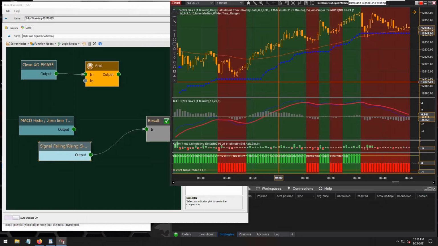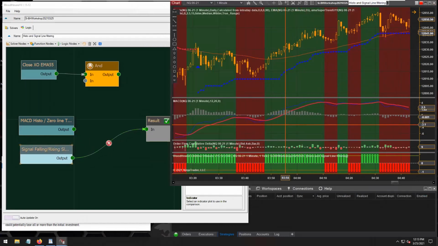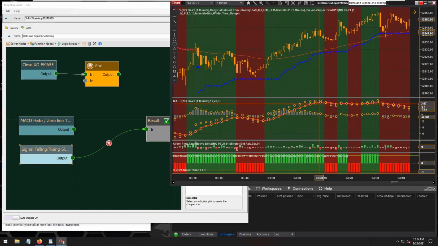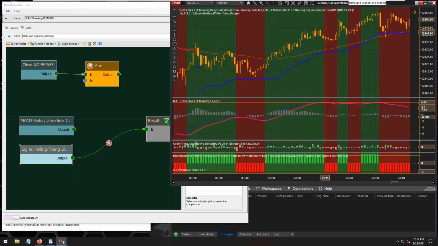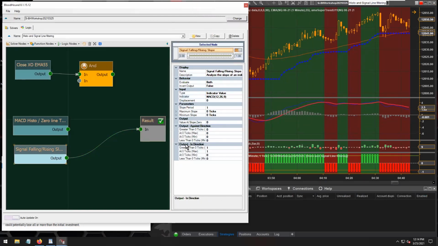All right. Now, of course, the default setting is, if a plot is rising, you're going to get a long output. But we need to reverse that so that if a plot is falling, we get a long output. So to do that, we need to adjust our outputs here.